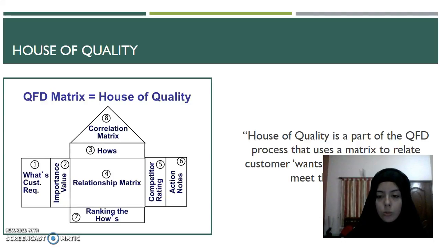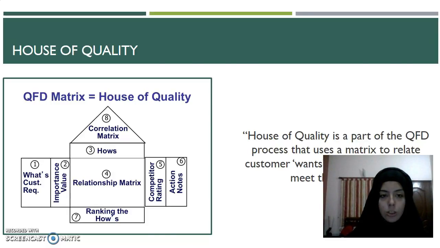So by definition, house of quality is part of the QFD process that uses a matrix to relate customer wants and how the firm will meet those wants. It basically shows the relationship between what the customer needs, what the product features are, and also what the competitor is offering. So that you know that this is what the customer wants, this is what I am offering, and this is what is being already offered in the market.